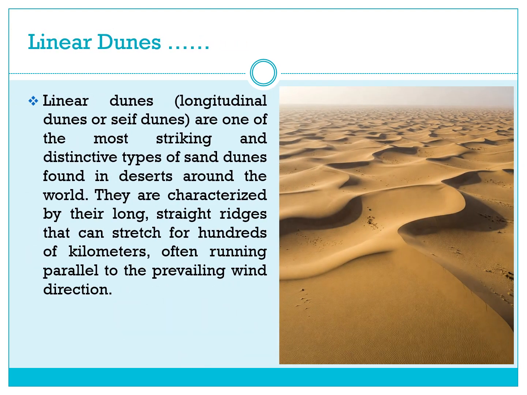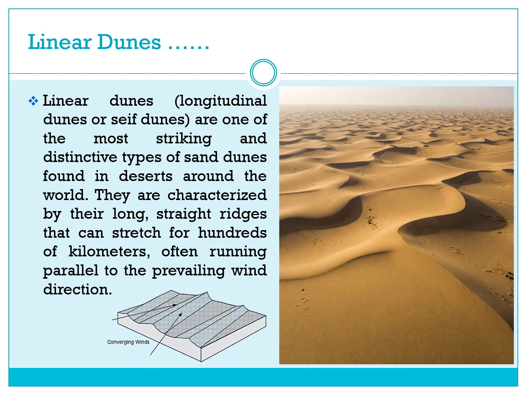Linear dunes. Linear dunes, longitudinal dunes, or seif dunes are one of the most striking and distinctive types of sand dunes found in the desert around the world. They are characterized by their long, straight ridges that can stretch for hundreds of kilometers, often running parallel to the prevailing wind direction.